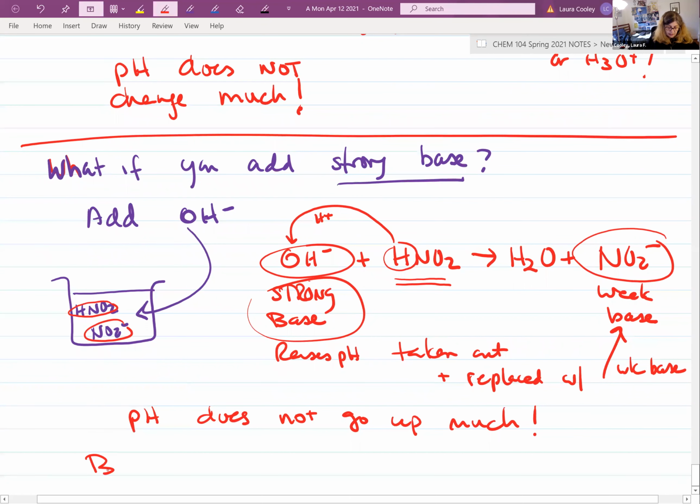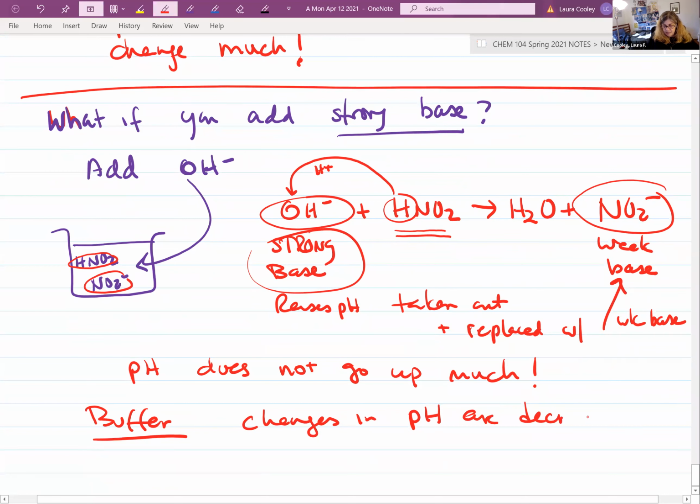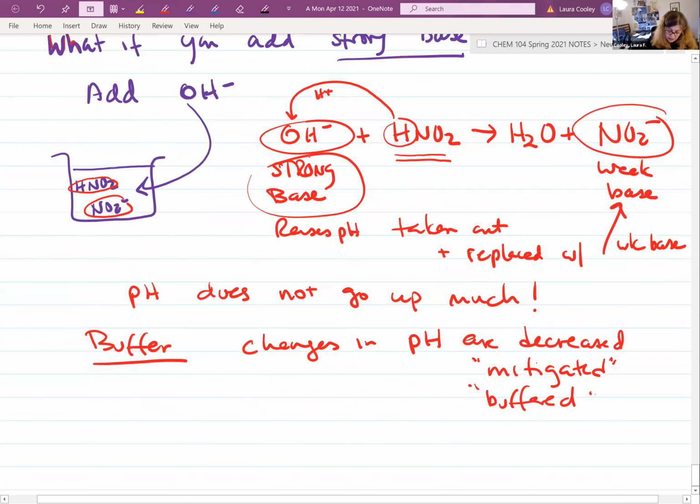So a buffer, why is it called a buffer? It's because changes to the pH are decreased. Another word you could use is mitigated or buffered. All these kind of go together. So in a buffer, to finish this sentence, changes in pH are decreased, mitigated, buffered, lessened, made smaller. So that's a buffer.